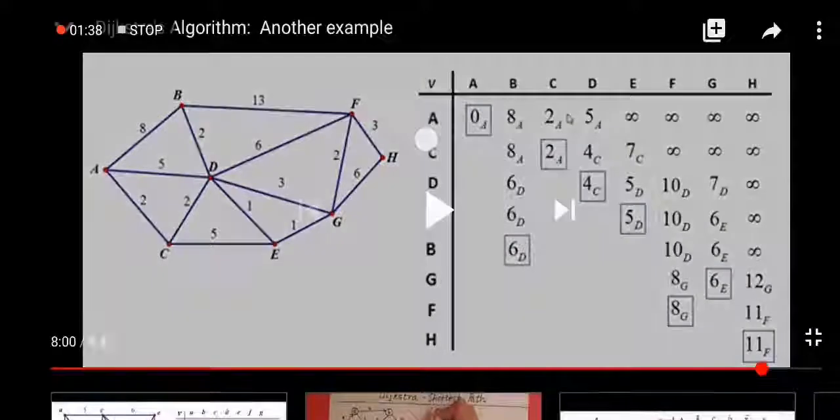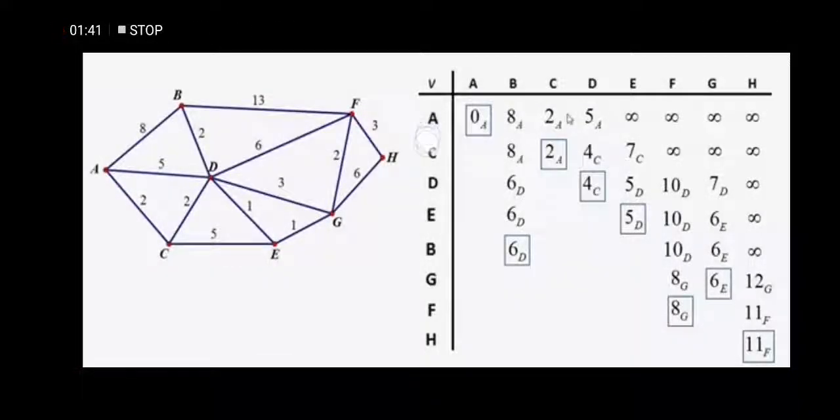The vertex from A to vertex C, as we can see here, is 2. A to D is 5. And then here we can see from E to H, they do not directly link with vertex A. The vertex A only links to vertex B, D, and C.